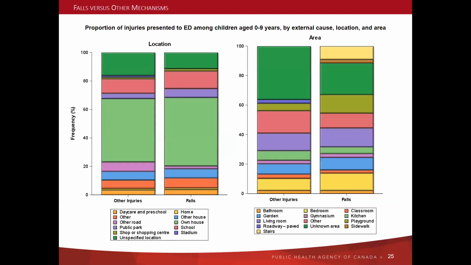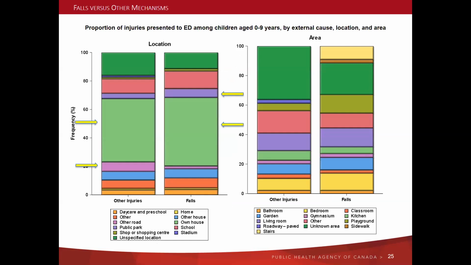A comparison of the fall injuries to the non-falls did reveal some similarities and differences. We can see that both groups of injuries were disproportionately located in the home of the patient, but we also see that the proportion of injuries on roads is much higher among non-falls, whereas the proportion of injuries in public parks is much higher among falls.